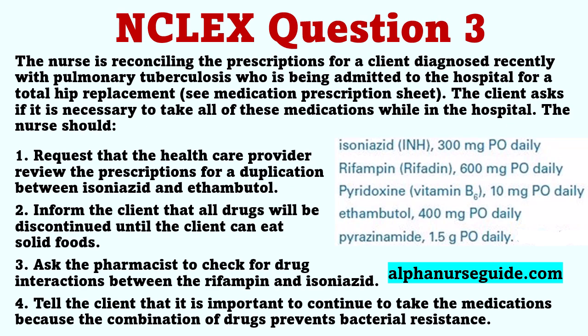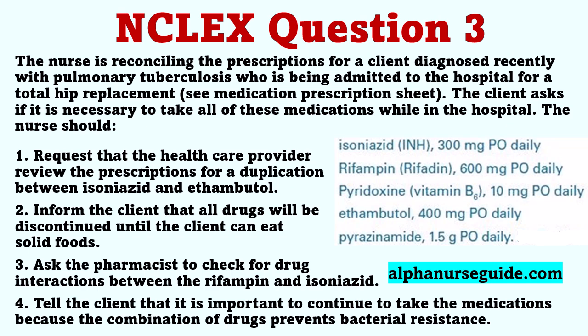The nurse should 1. Request that the healthcare provider review the prescriptions for a duplication between isoniazid and ethambutol. 2. Inform the client that all drugs will be discontinued until the client can eat solid foods. 3. Ask the pharmacist to check for drug interactions between the rifampin and isoniazid. 4. Tell the client that it is important to continue to take the medications because the combination of drugs prevents bacterial resistance.